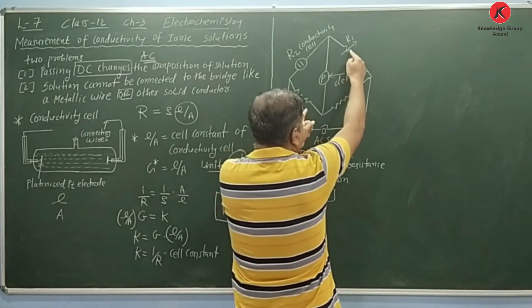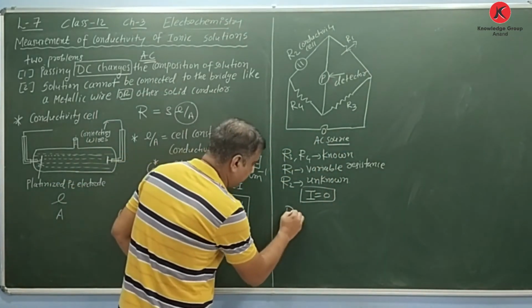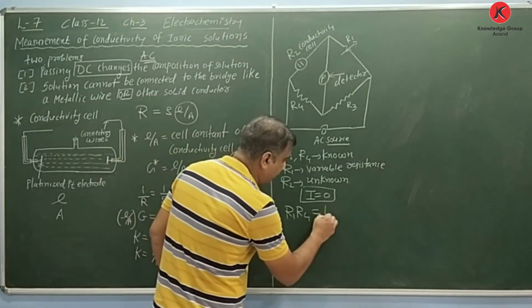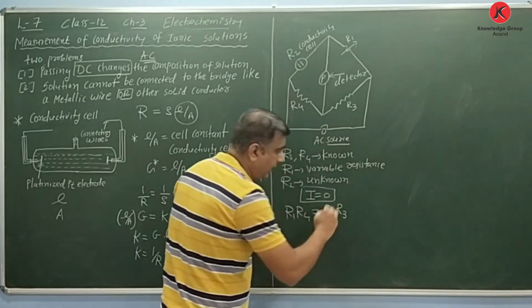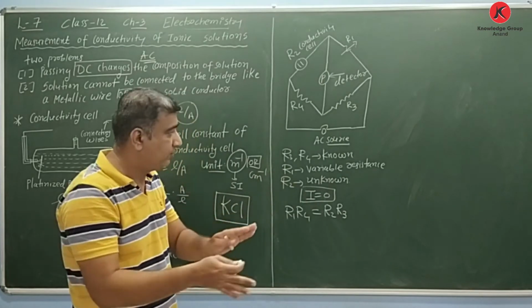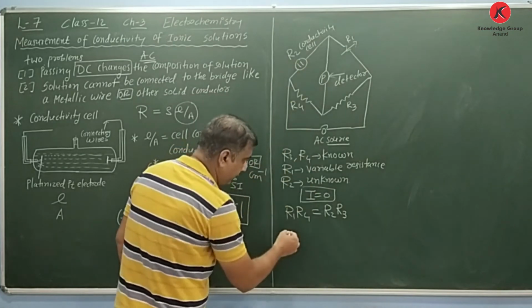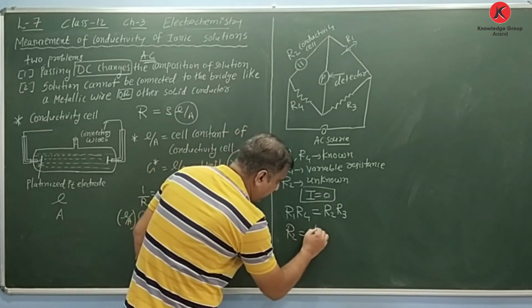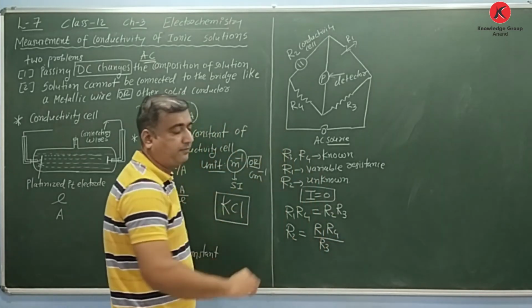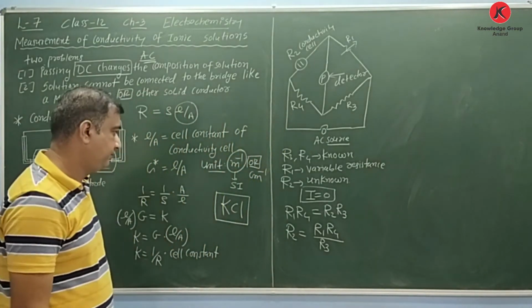That means these two opposite resistances will be equal. That means R1 R4 is equal to R2 R3. Now R1 is a variable we have known for making I equal to 0. That means the only unknown is R2. That means R2 equals R1 R4 divided by R3. Now this R2 resistance is calculated.